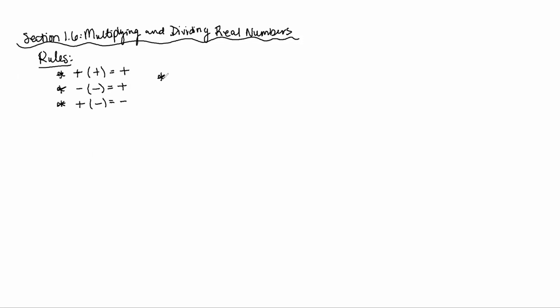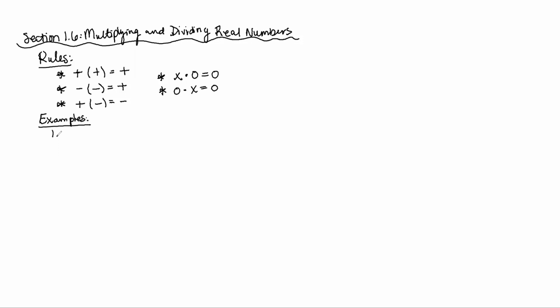Two other things I want to write down here. If we have some number, we'll call it x, times 0, we always get 0. Same thing if we have 0 times some number, still get 0. So that's going to make those questions with a 0 really nice and fast. All right, let's look at some examples.